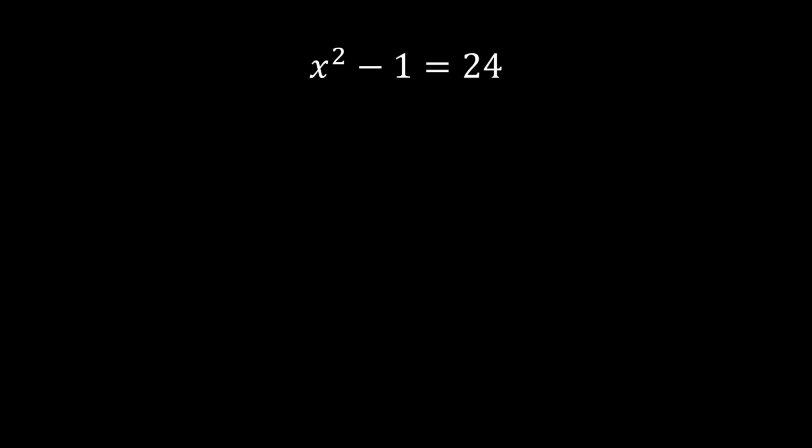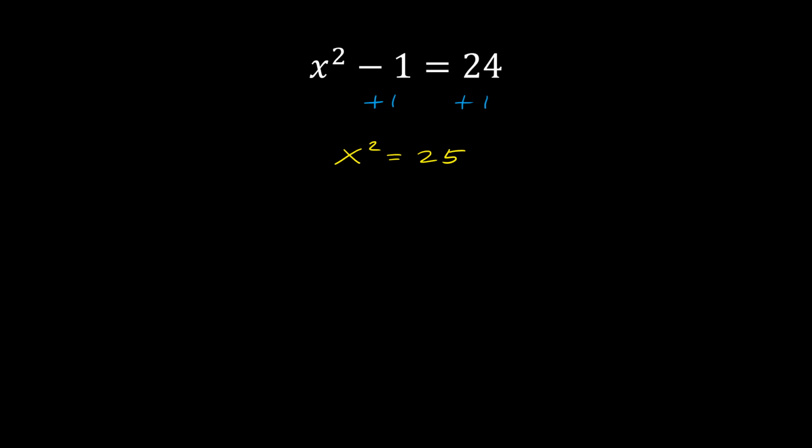Let's try some examples. In this one, we have x squared minus 1 equals 24. So first thing we need to do is isolate our x squared term. So we do that by bringing that negative 1 over to the right side. So we would have to add 1. If we do one side, we have to do the other. We add 1 to both sides. So that would give us x squared equals 25.